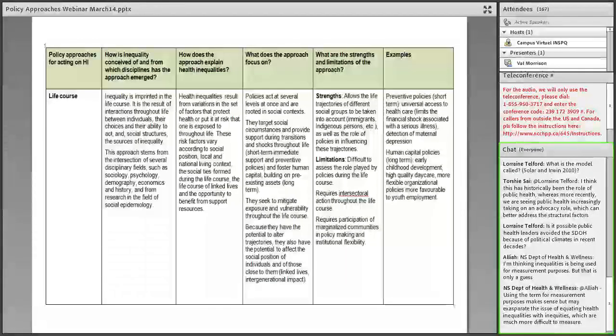In the second case, the Lifecourse approach that we'll look at, inequality is imprinted in the Lifecourse and is the result of interactions throughout life between individuals, their choices, and their ability to act, and social structures and the sources of inequality. Health inequalities, from this perspective, result from variations in the sets of factors that protect health or put it at risk that one is exposed to throughout the life.